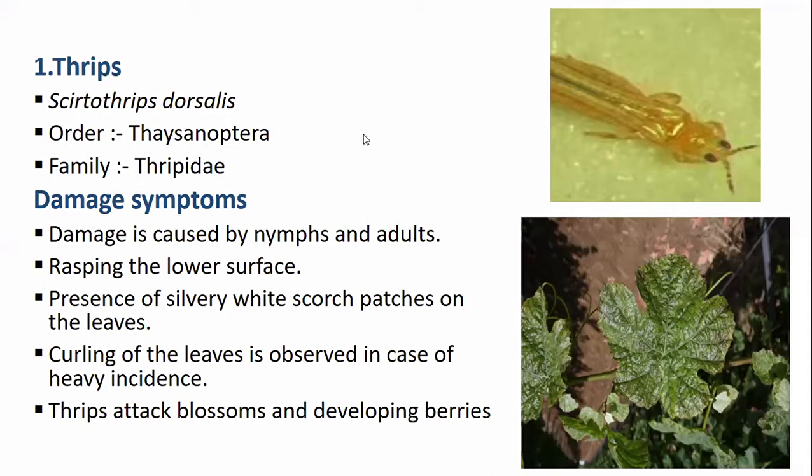They rasp the lower surface of the leaf. Here you can see the rasped surface. Then it makes silvery white patches on the leaves and also causes curling of the leaves. In heavy incidence, you can see curling at the flowering stage and on developing berries.